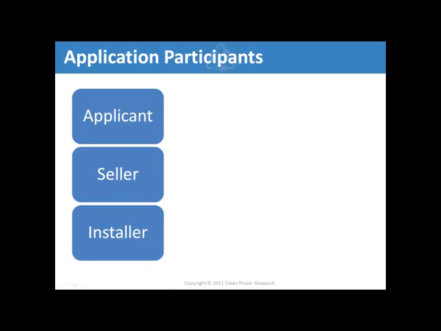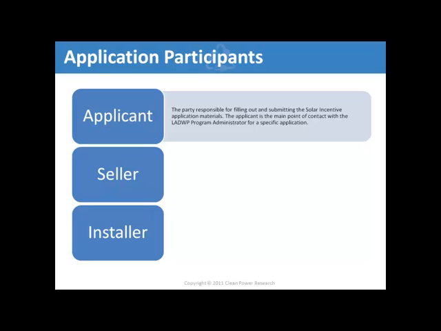As you fill out the reservation request and incentive payment claim forms, you'll be asked to provide information about a number of different parties involved with installing a new PV system. Let's take a quick look at the list of potential participants. The applicant is responsible for filling out and submitting the solar incentive application materials and is the main point of contact with the LADWP program administrator for a specific application.